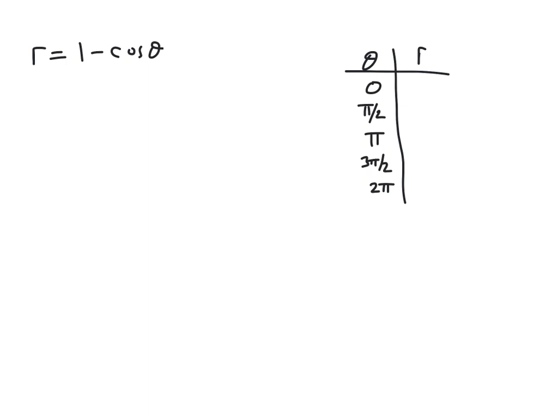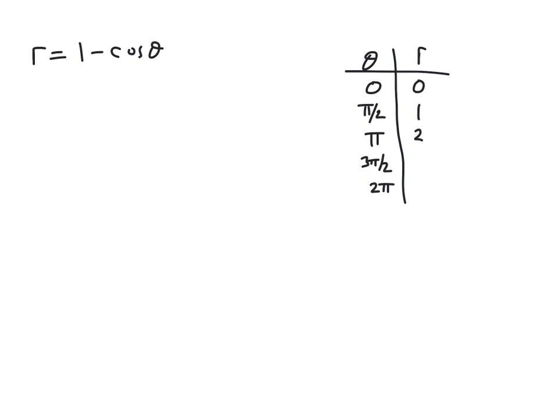And for each of these values of theta, I'm going to take their cosine value and then subtract that value from 1, and that will produce r. So for theta equals 0, I get 1 minus the cosine of 0, which is 1 minus 1, which is 0. Cosine of pi over 2 is 0, so r is 1 minus 0, or 1. Cosine of pi is negative 1, so r is 1 minus negative 1, or 2.